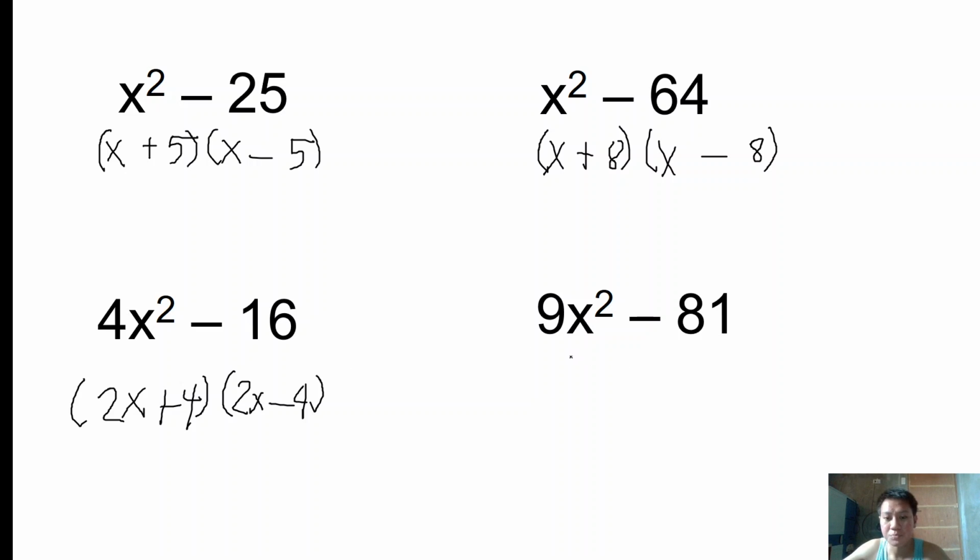Okay, in this case, perfect square din si 9, perfect square si x squared, and the same with 81.